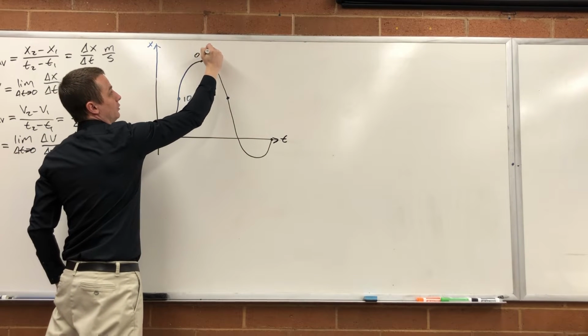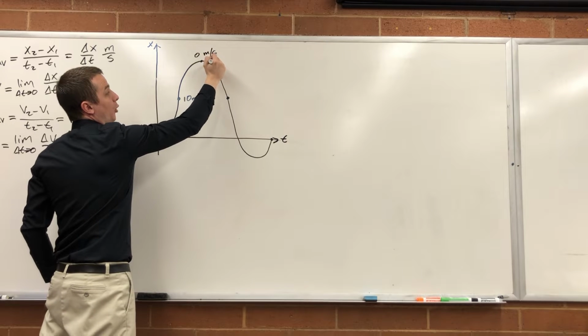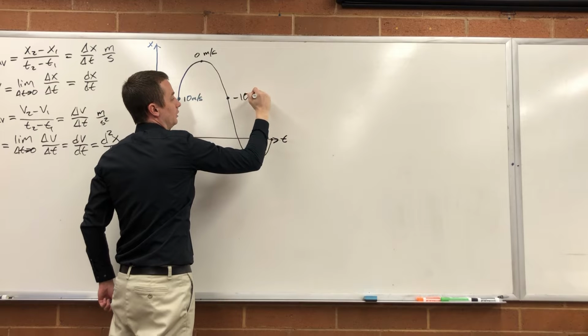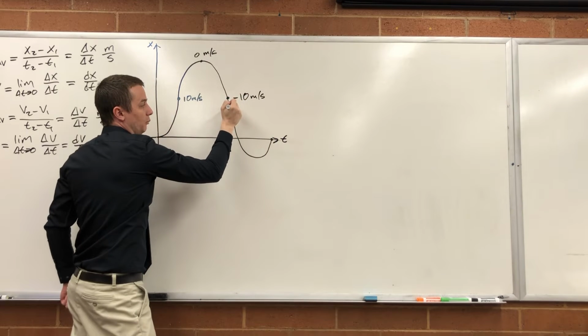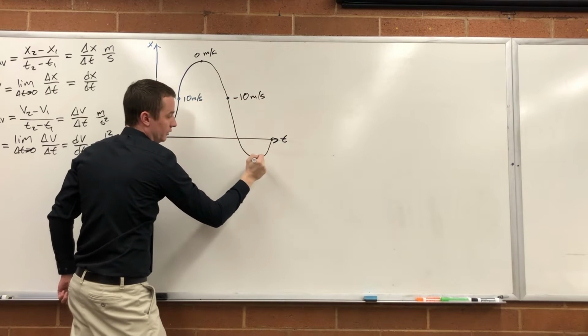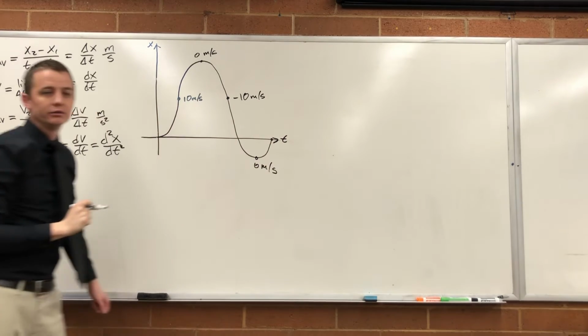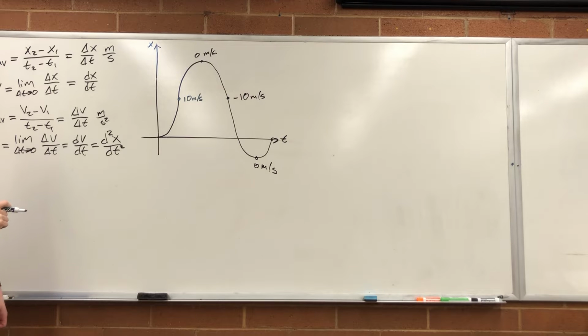By the time you get here, it's like 0 meters per second. And it's becoming even more negative, more negative. And by the time you're here, it's like negative 10 meters per second. And now it's becoming more positive, more positive. Here it's back to 0 meters per second. And more positive, more positive. Does that make sense?